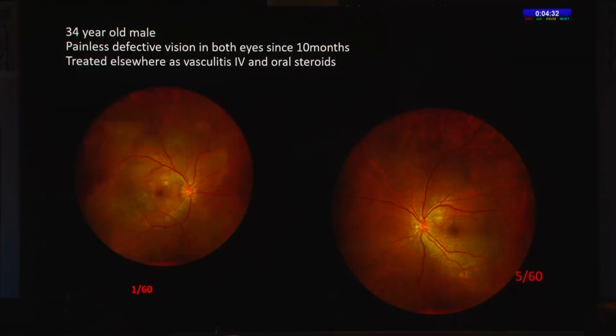Now this guy came to us with very poor vision, 1/60 and 5/60. He was being treated elsewhere for vasculitis. Now if we see, overall we know that there is something wrong with the fundus. There's a yellowish hue, but we do not know what is going on underneath. And he was extensively being treated with steroids for vasculitis.